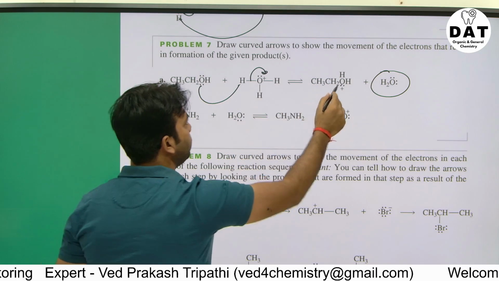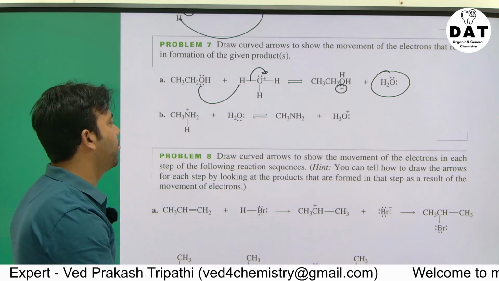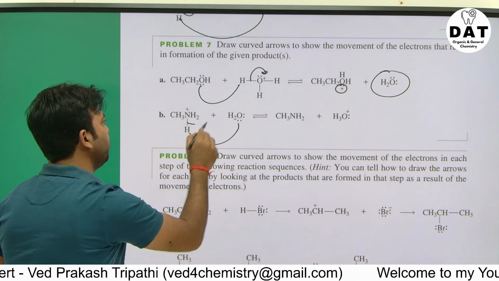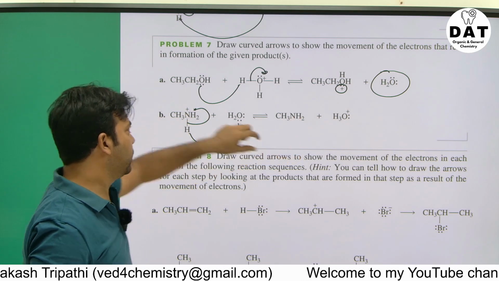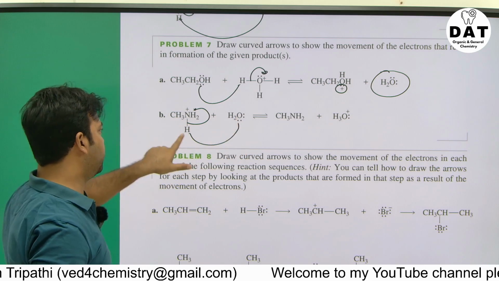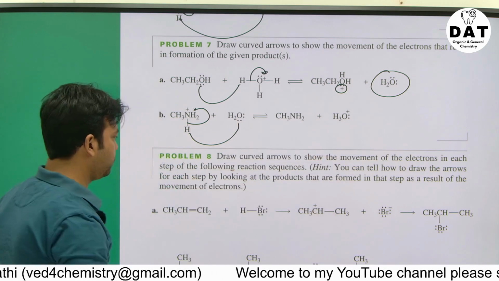So positive OHH plus. Oxygen grabs this proton. It breaks like this. So nitrogen is my neutral because plus and minus are on the same atom. Oxygen grabs this proton. So H3O plus.